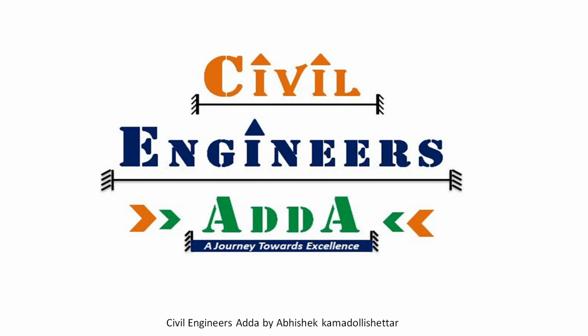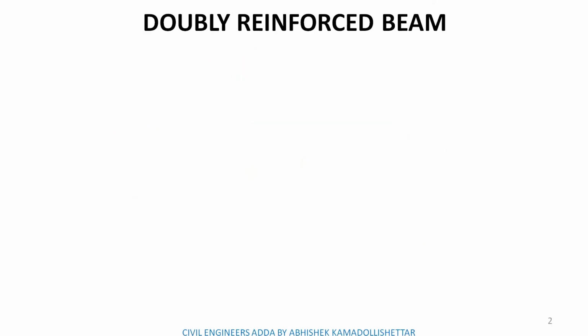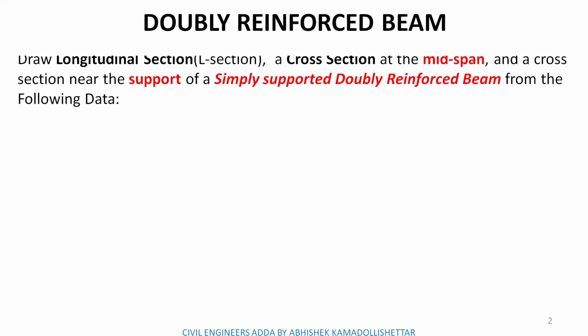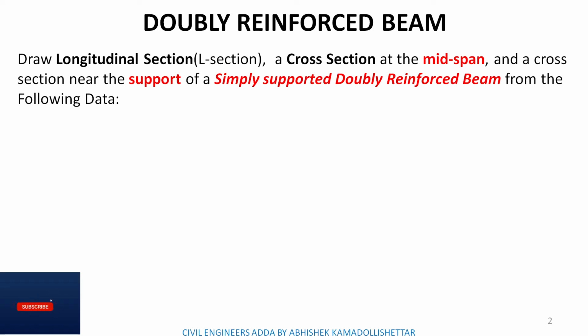So today we are going to see the bar bending schedule for a doubly reinforced beam. We are not going to draw, but we are going to prepare the bar bending schedule. But you require the drawing of the longitudinal section, that is the L section, the cross section at the midspan, and the cross section near the support of a simply supported doubly reinforced beam.